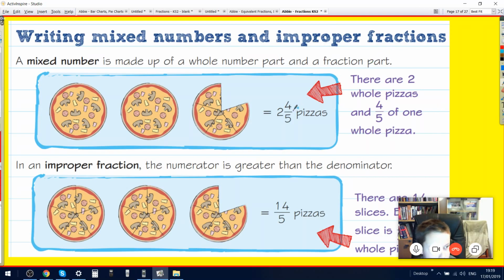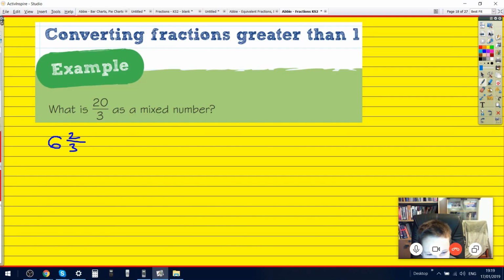So this is just two ways of writing the same thing. This is 1 pizza, 2 pizza, and then 4/5 of a pizza. And then this one is, if you counted the fifths, there would be 4/5 for the last one, and then 5/5 and 5/5. So 5 plus 5 plus 4, 14. So they mean the same thing.